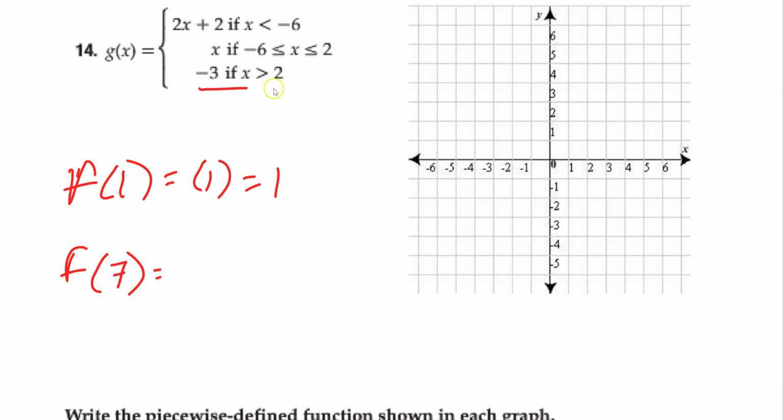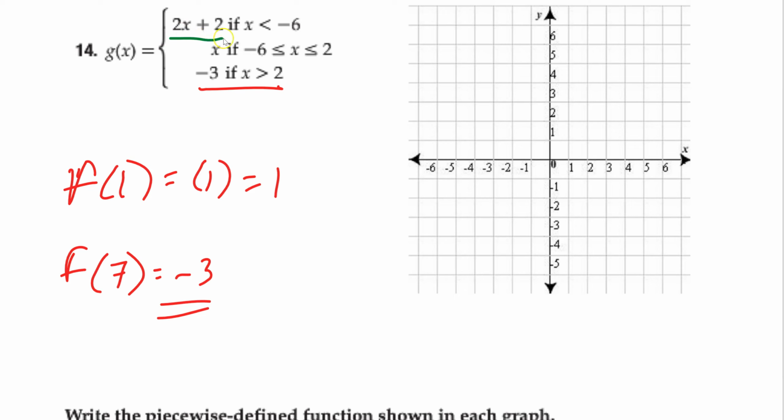F of 7 falls right here. Well, there's nothing to plug into, so you just get -3. That's the way it works. When there's no x, you just get the number. So it's -3. Everything bigger than 2 is going to be -3. So again, that's how you evaluate. You just look at where it falls and plug it in. Now let's graph this thing.